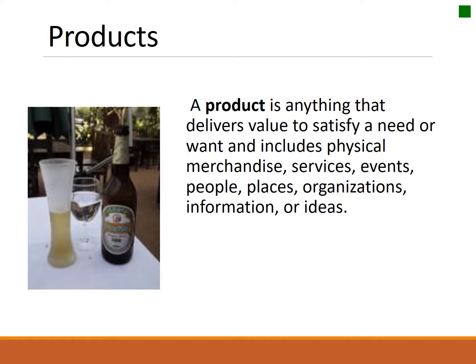All right, we're going to begin with a brief definition of what a product is. So a product is anything that delivers value to satisfy a need or want. It can include physical merchandise. It can also include services, though, or events. It may include ideas or organizations and places and people and things of that nature.